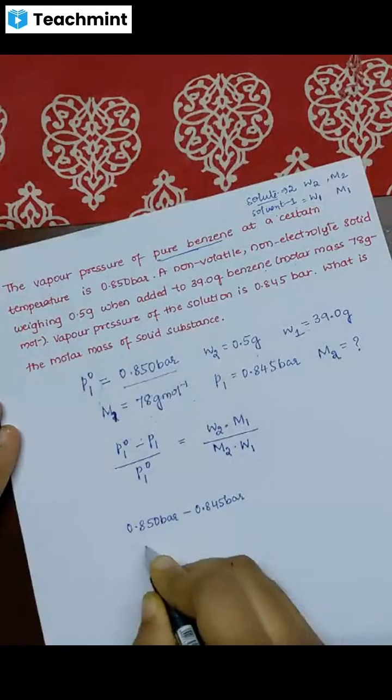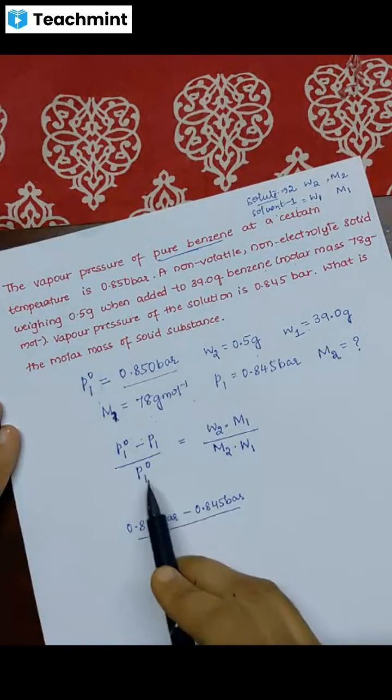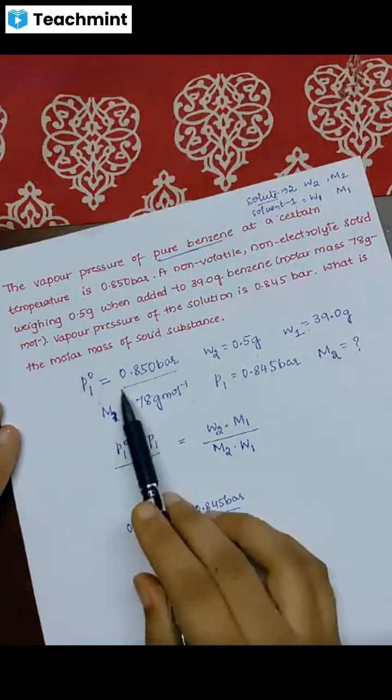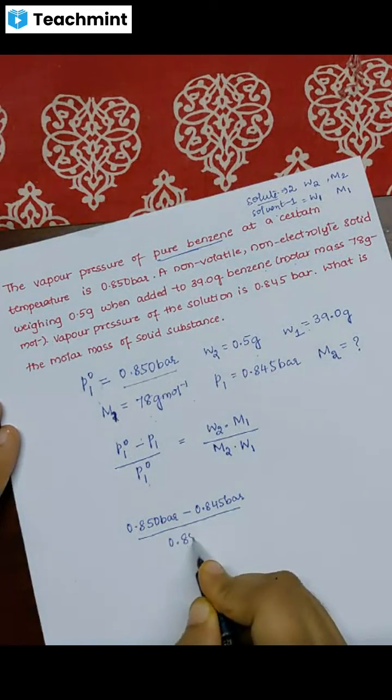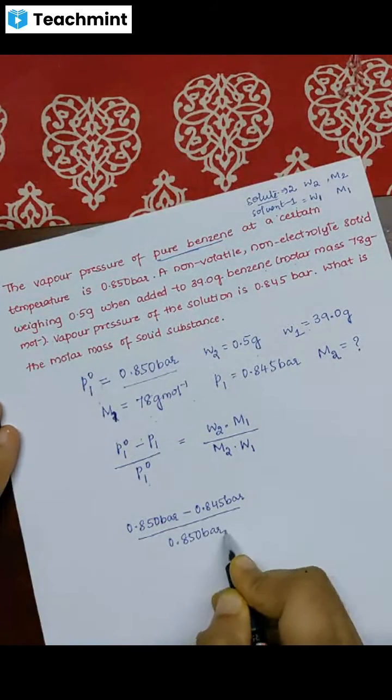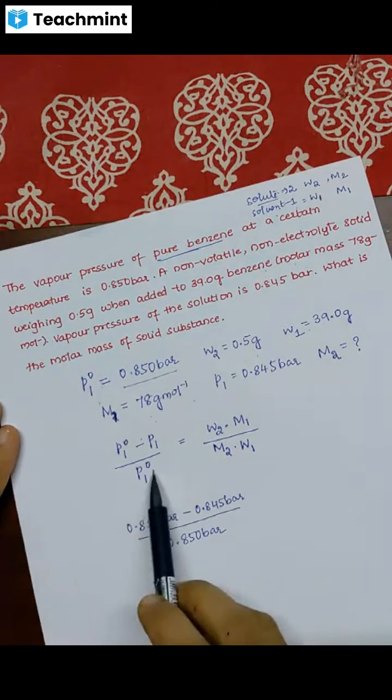0.845 bar divided by P1 naught. What is the P1 naught value we have? 0.850 bar. So we have got these variables.